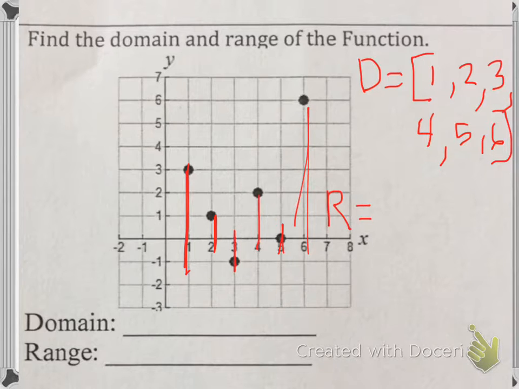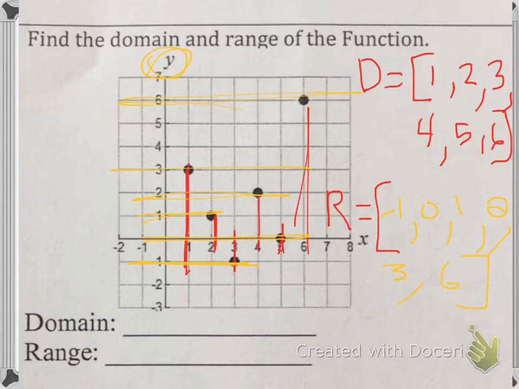My range, again, I'm going to use brackets because there's solid dots here. This time, though, I have to look at my y's because my range is my y's. So my first y value is -1. My second y value is 0. My third y value is 1. Then I'm at 2. Then I'm at 3. And then I'm up at 6.